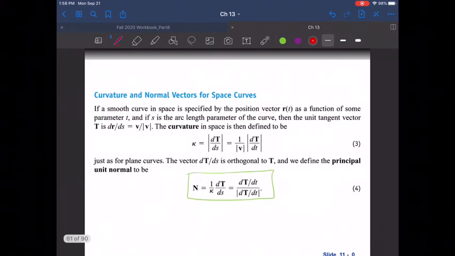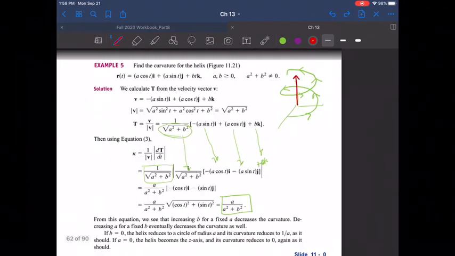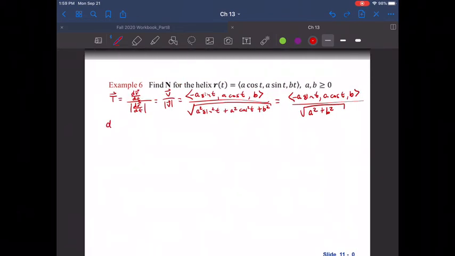And now the next thing we need to do is find dT. We need to find dT and divide it by its magnitude. All right, so let's go ahead and find that. dT is going to be just that with our derivative. So we can carry along this 1 over the square root of a squared plus b squared and just take the derivatives of each component. Derivative of sine is cosine, so we get negative a cosine of t. Derivative of cosine is negative sine, so we get negative a sine of t, and then the derivative of b is just 0. So this is what we end up with.